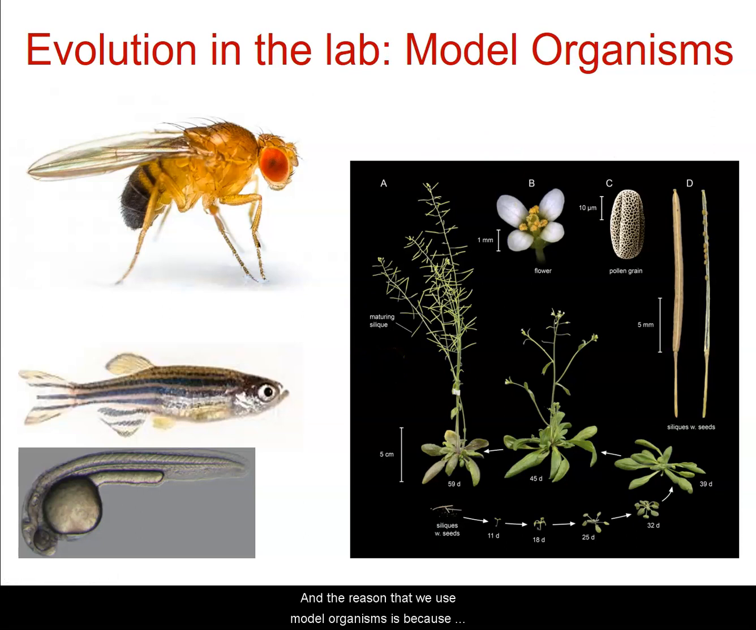And the reason that we use model organisms is because they have a small genome, they can develop quickly, and you can manipulate them experimentally to see changes in genomes, changes in behavior, changes in morphology over very short time scales, in terms of weeks or months.